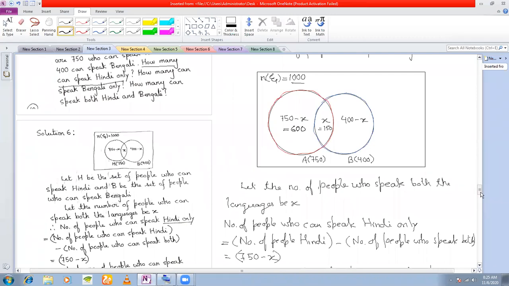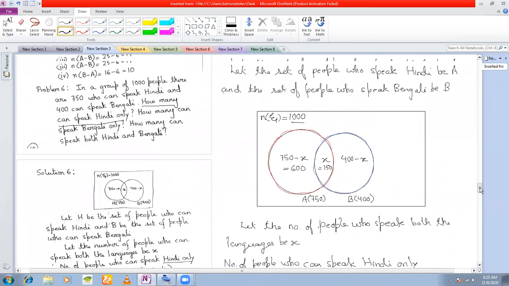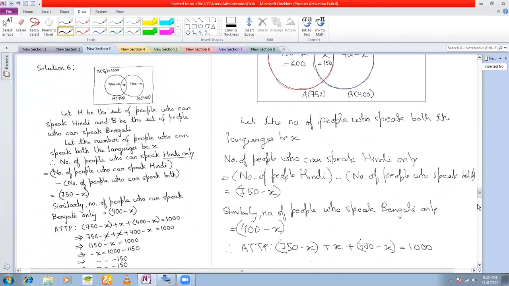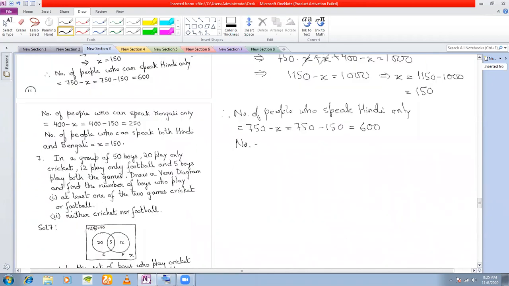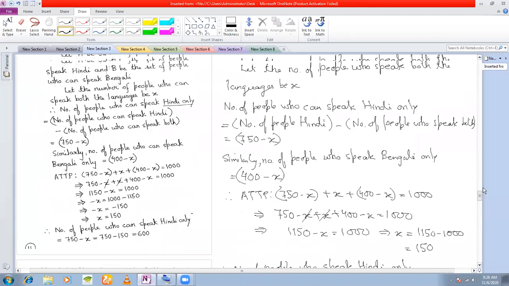Okay. And the next question here is the number of people who can speak Bengali only. So 400 minus x, that is 400 minus 150. Bengali only is 250. It is 400 minus 150, which is 250. So we're going to write this here.